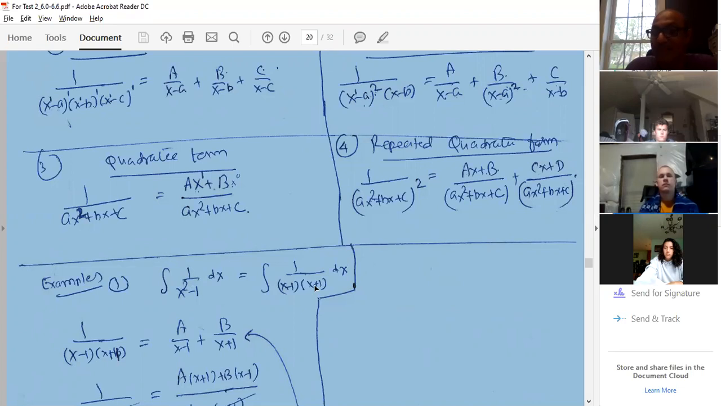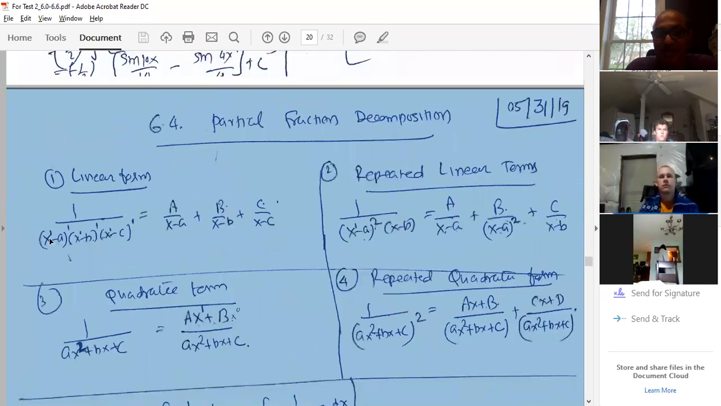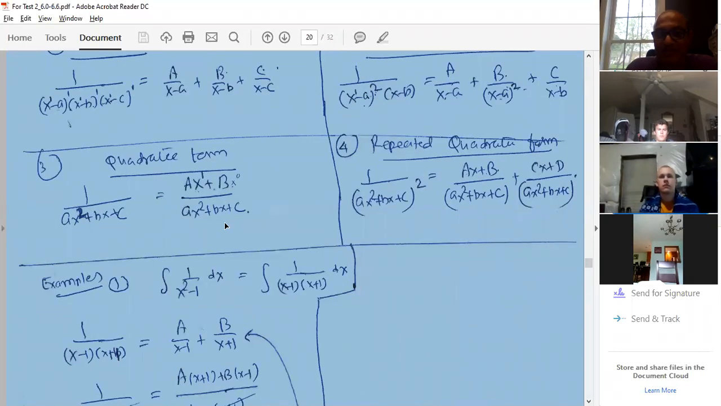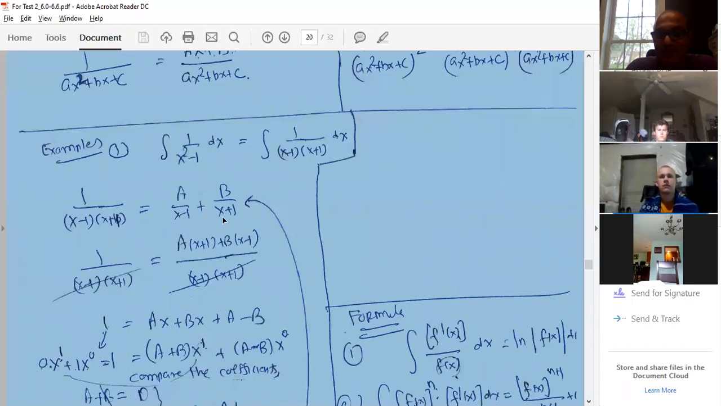Now, let me write separately. Let me remove the integral sign just for the sake of convenience. So (x − 1)(x + 1). Both are linear factors, x to the power 1 minus 1, x plus 1, power 1. So A over the first factor, B over the second factor. We are interested in finding this A and B. So 1 over (x − 1)(x + 1) equals [A(x + 1) + B(x − 1)] divided by (x − 1)(x + 1).